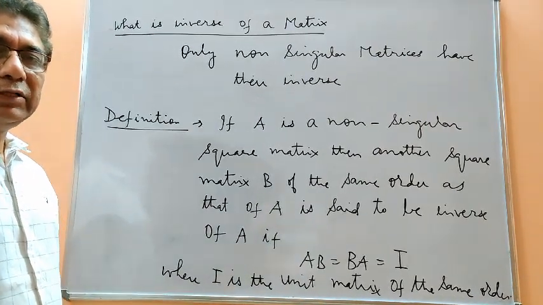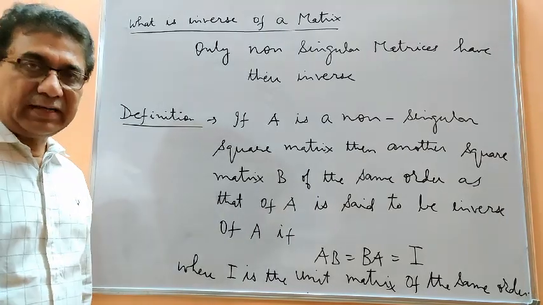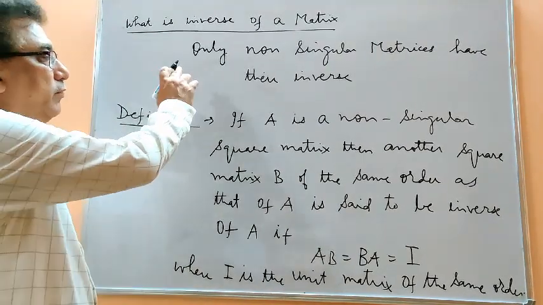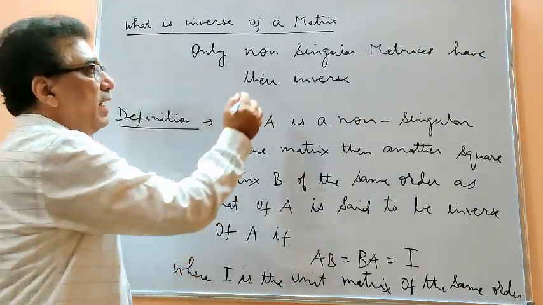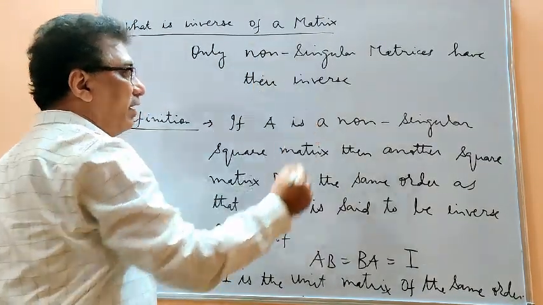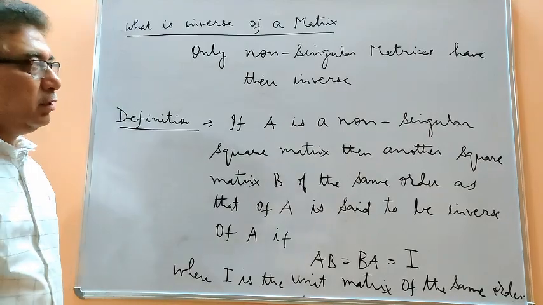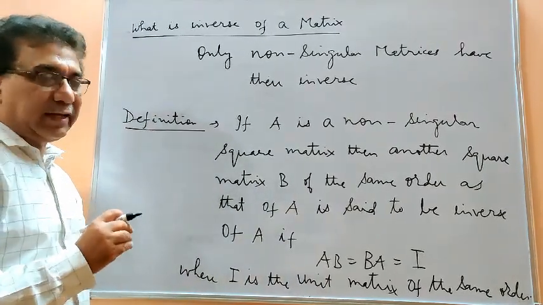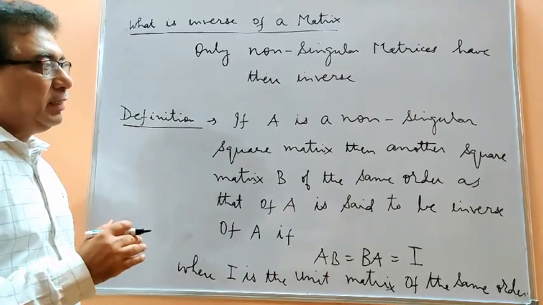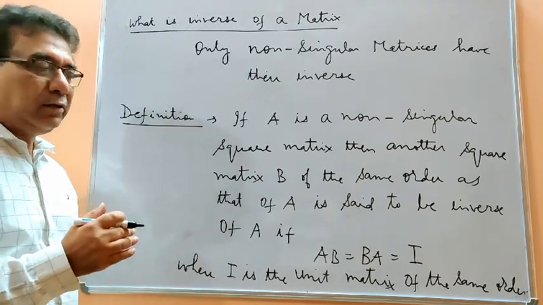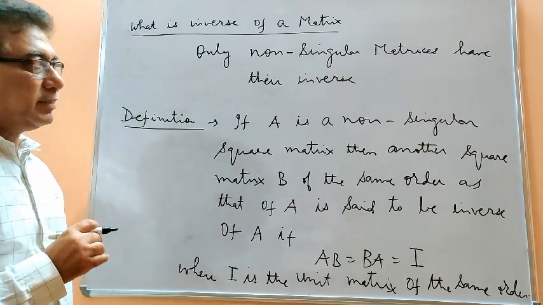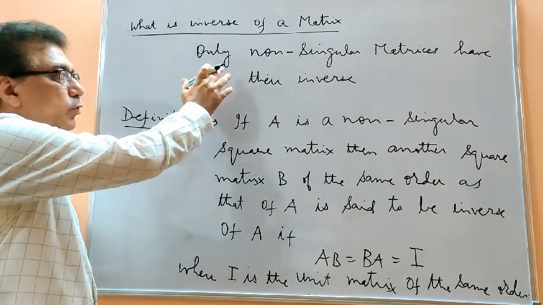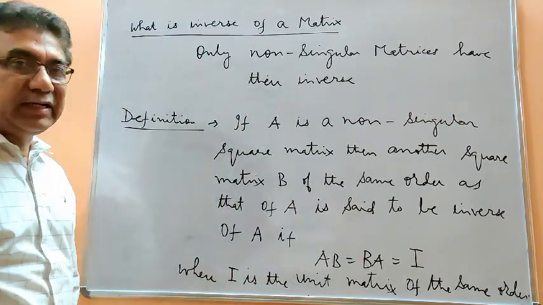Okay, now I am going to define inverse of a matrix. One very important statement I have written here: only non-singular matrices have their inverse. Now this point I will explain when we go for the formula of getting inverse of a matrix. At that point this condition will be clear.